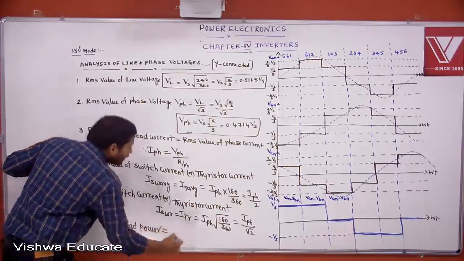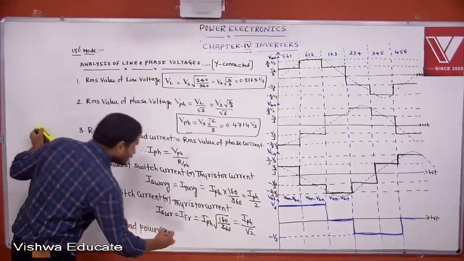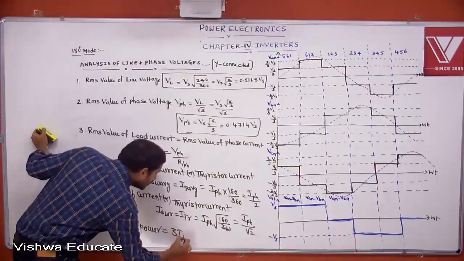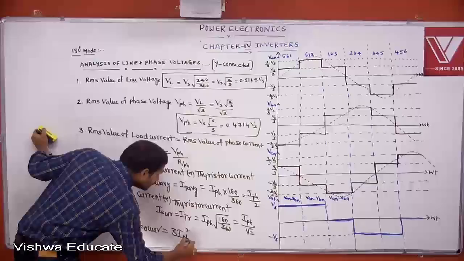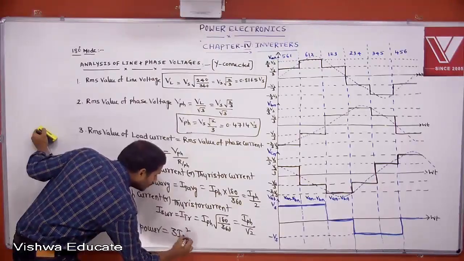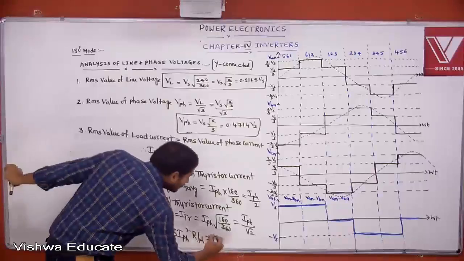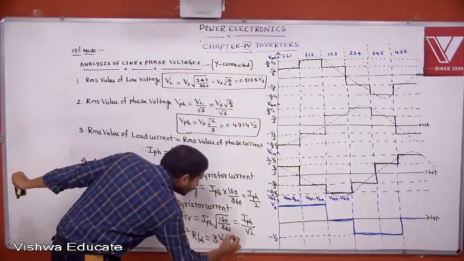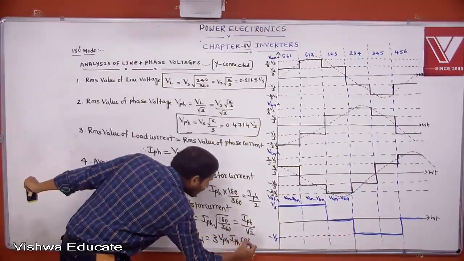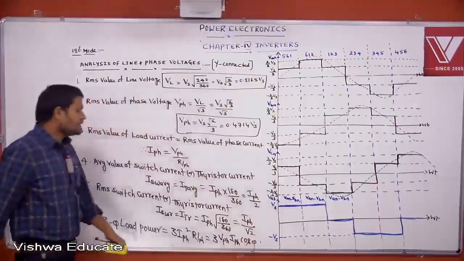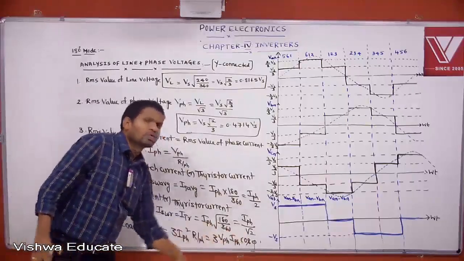Then how to calculate three phase load power? Three phase load power equals 3 into I phase square into R per phase. That equals 3 into V phase into I phase into cos phi. If it is a resistive load, take the unity power factor.